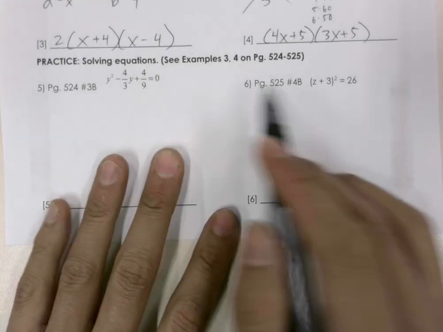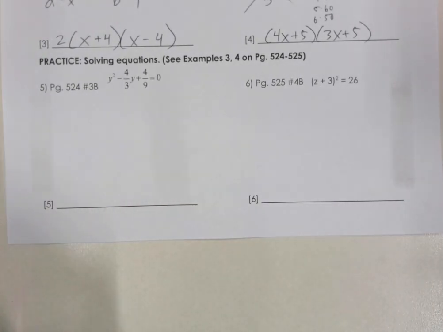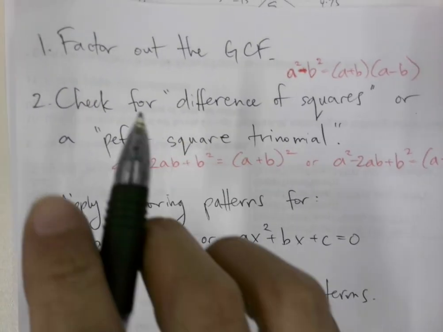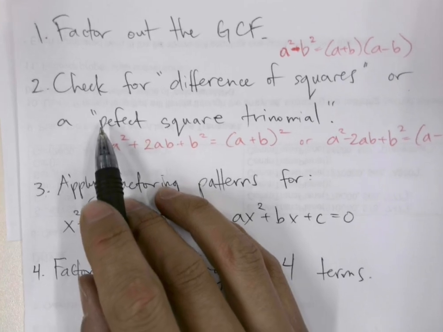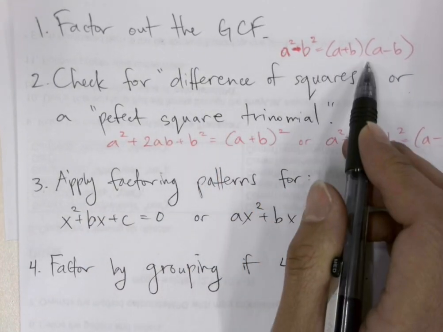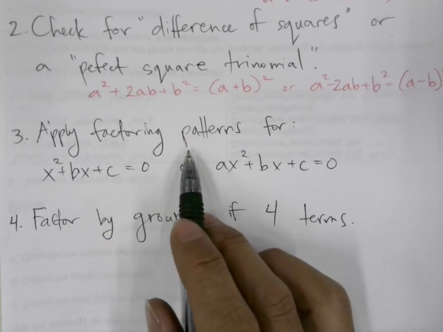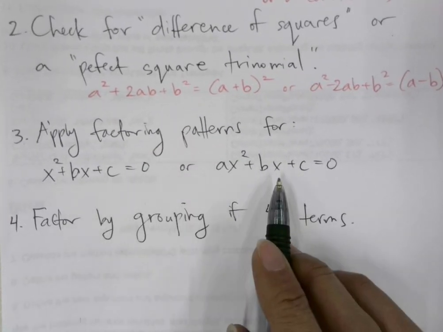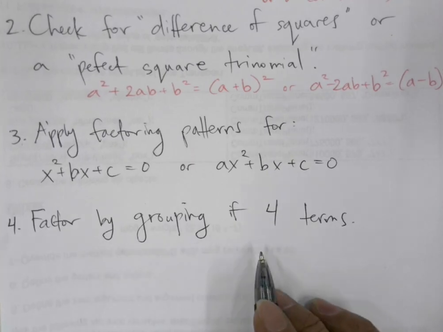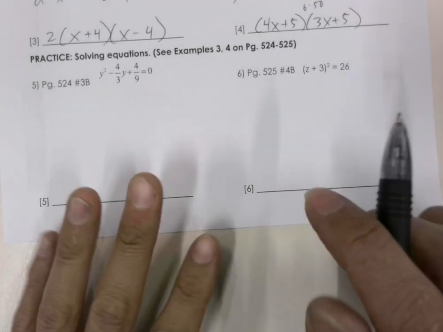So these problems here, we need to follow the same pattern to figure them out, which is namely factor out the GCF, check if it's a difference of squares pattern or a perfect square trinomial, apply the factoring patterns, or factor by grouping. Right, so one at a time. You just got to go down the list.